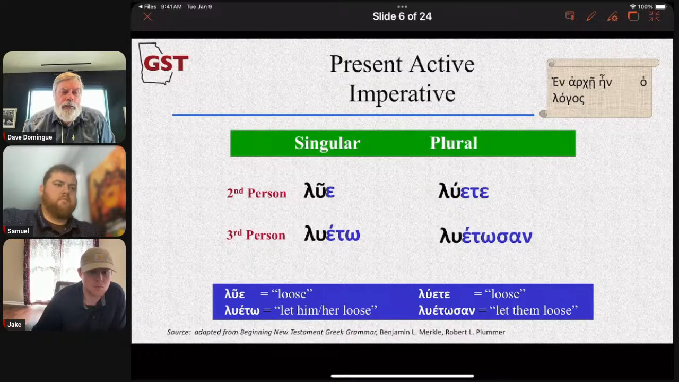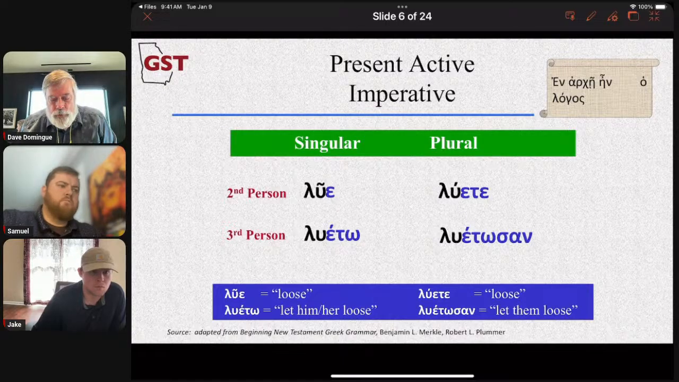You hear people talking English. "Oh, I thought you meant this." "No, I meant that." "Okay, sorry." So same thing, I think. All right, that takes care of present active. Any more questions or thoughts?